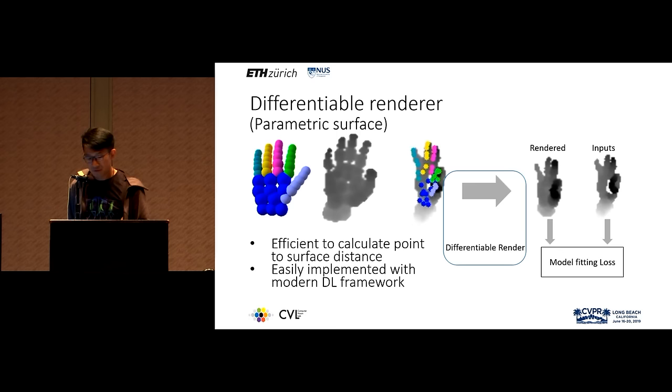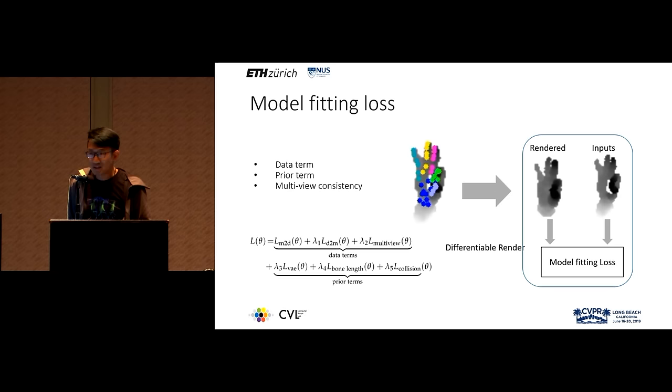We use a set of spheres in our work to enable a very efficient differentiable renderer, which can efficiently calculate the point to surface distance, while at the same time enabling the 2D fully convolutional network architecture and also efficient backpropagation. And our model fitting loss is very similar to the previous model tracking based methods.